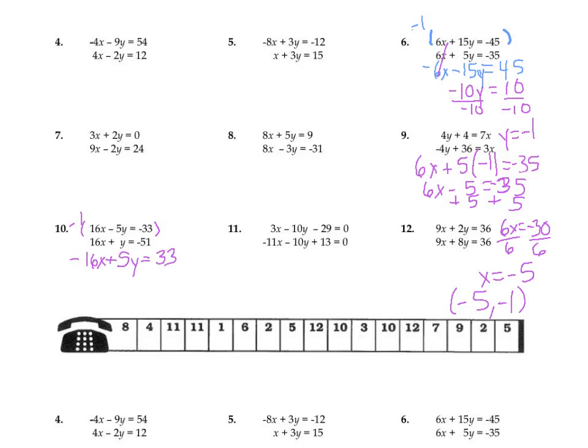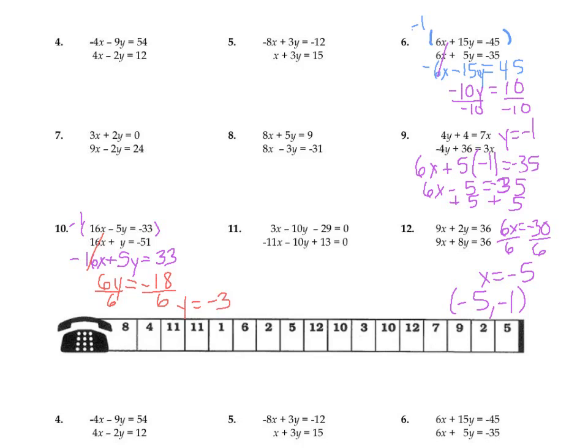Then we can do that elimination by adding, and then we can add the rest. So we have y plus 5y is 6y equals negative 51 plus 33 is negative 18. Divide both sides by 6. We get y equals negative 3.